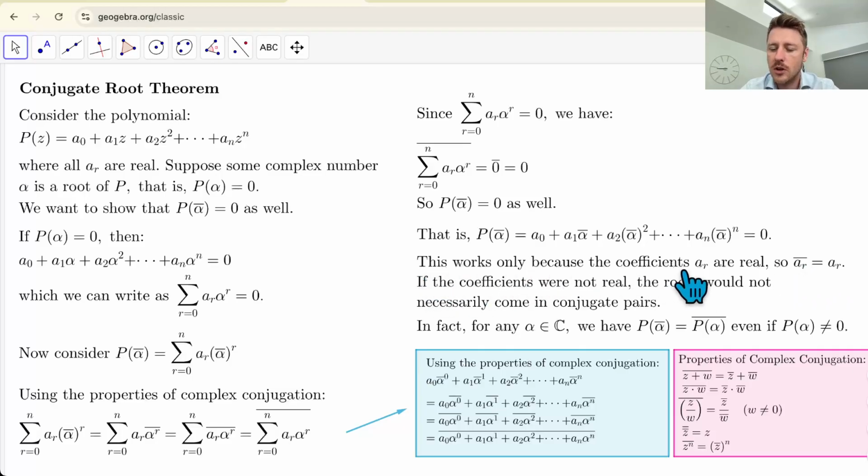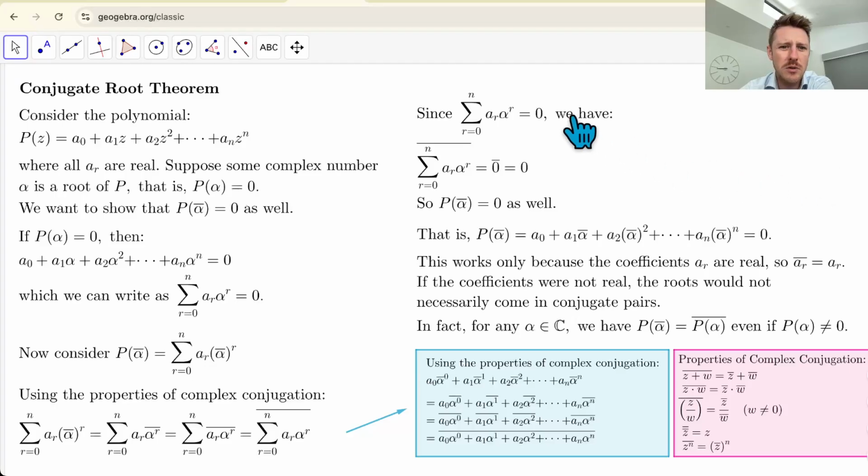This works only because the coefficients of a sub r are real, so the conjugate of a sub r is equal to a sub r. If the coefficients were not real, the roots would not necessarily come in conjugate pairs. In fact, for any complex number alpha, we have p of the conjugate of alpha is equal to the conjugate of p of alpha, even if p of alpha is not equal to 0. The key takeaway from this is that solutions to polynomials come in conjugate pairs.